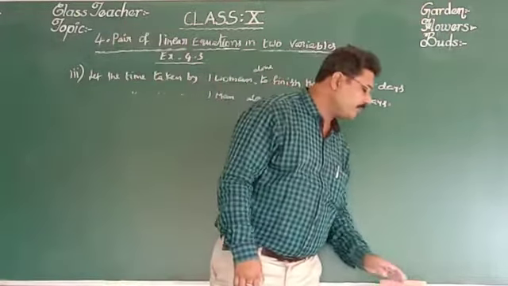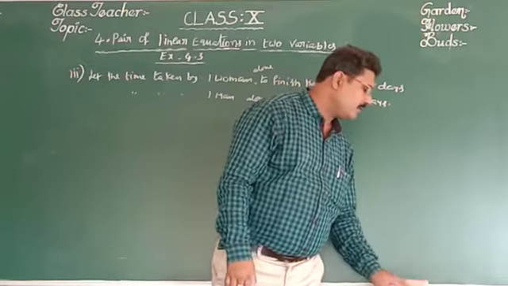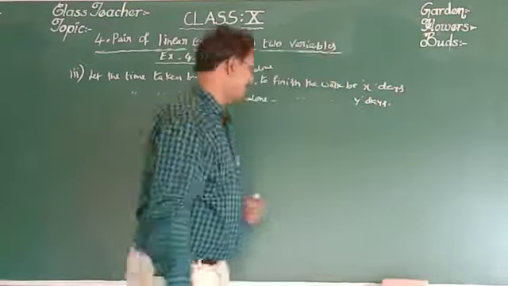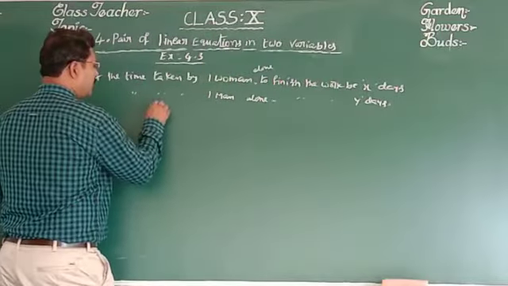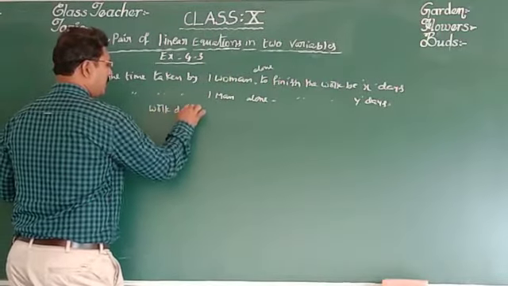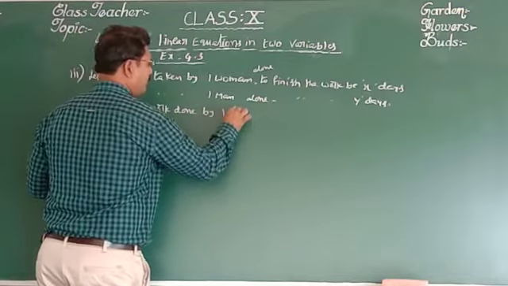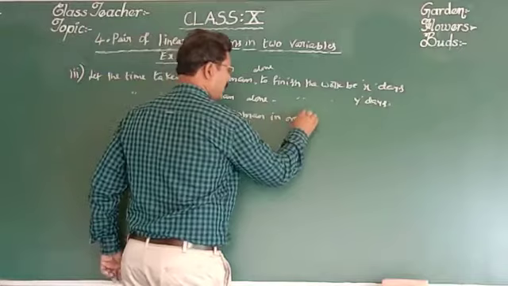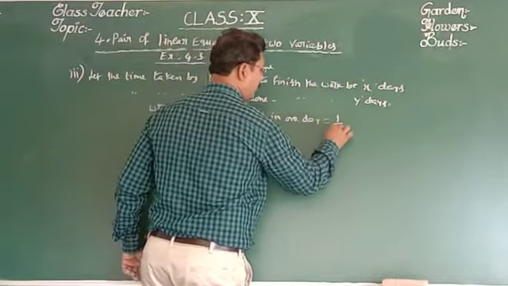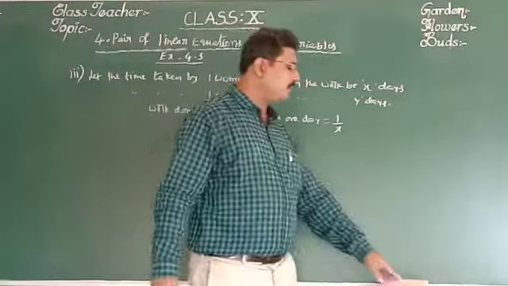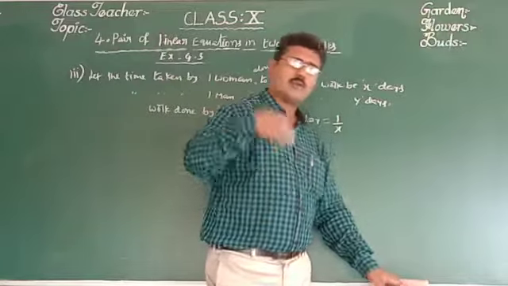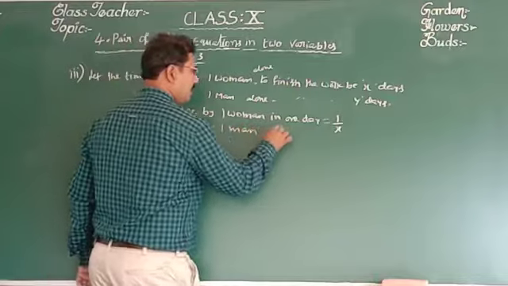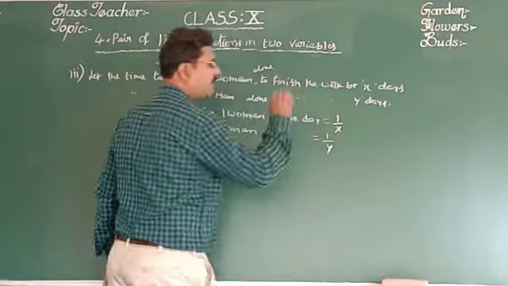Next, see the problem. Work done by 1 woman in 1 day is equal to 1 by x, that you know. Work done by 1 woman in 1 day is equal to 1 by x, that already you know. Same, work done by 1 man in 1 day is equal to 1 by y, that you know.